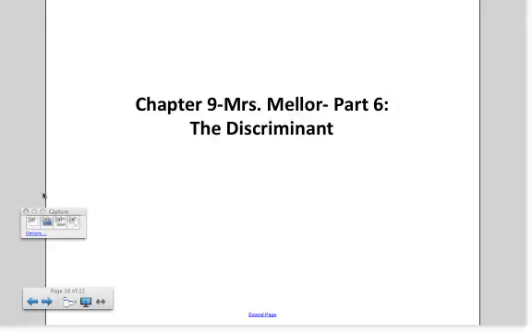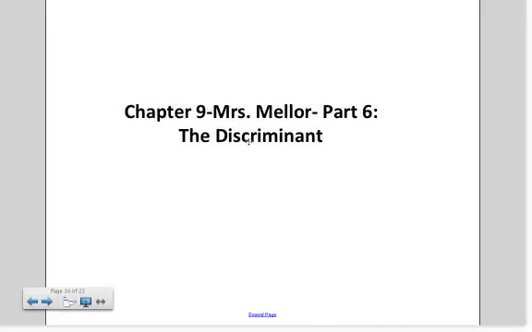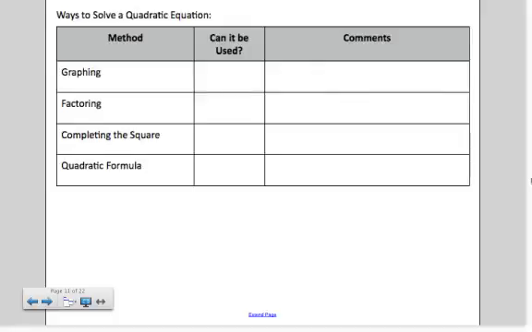Hey guys! All right, today we're going to talk about the discriminant. Oh, this looks really scary, discriminant. Oh boy, it's really not that bad. Okay, we've talked about a few different ways to solve a quadratic equation.